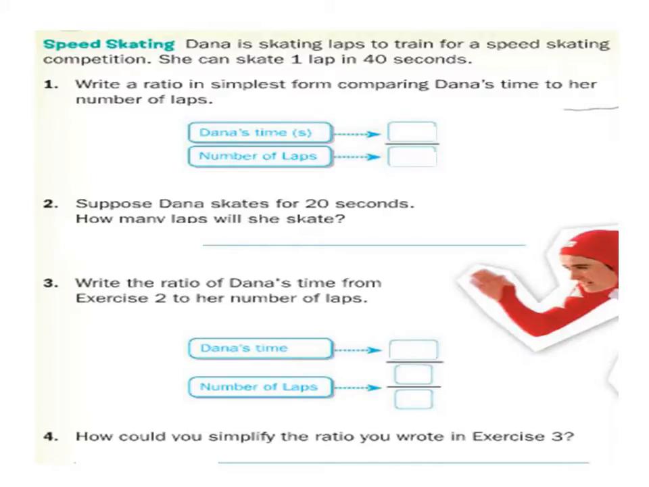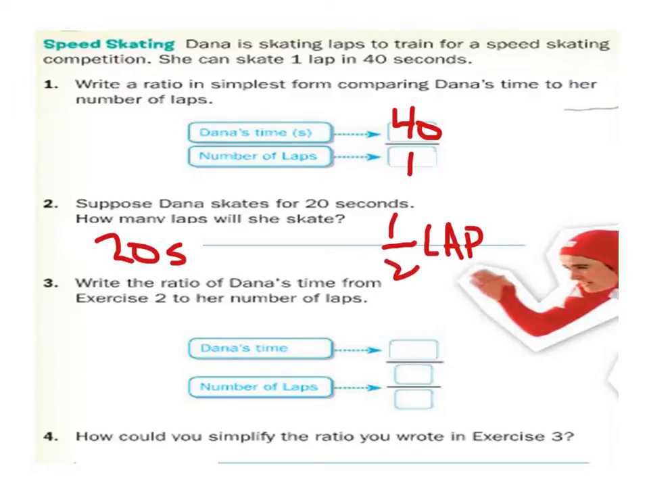Examples in the book: Dana is skating laps to train for a speed skating competition. Easy. No, you guys are liars. Notice she did 40 seconds in one lap. So how long would it take her to do half of a lap? 20 seconds in half a lap.